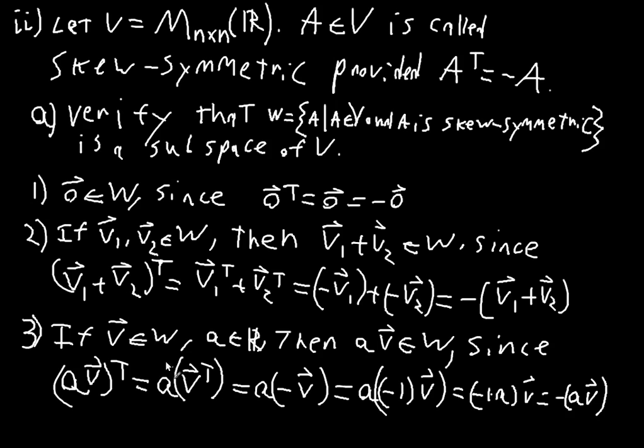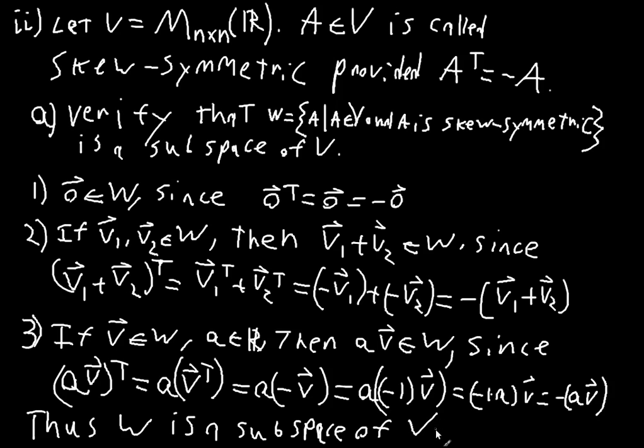Okay. And so what we get is applying the transpose to A times V is going to be the same thing as applying a minus. So we get that thus W is a subspace of V. So that is it for this part of the question. We only have one more little part. This was part A. Let's go ahead and get to the next part.